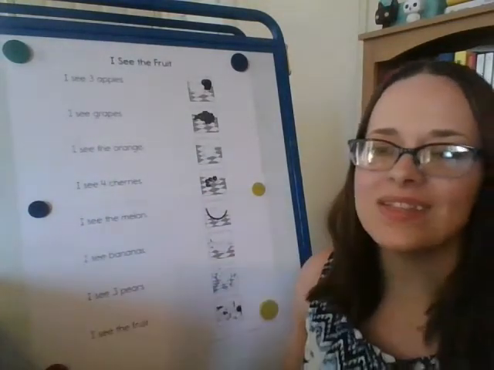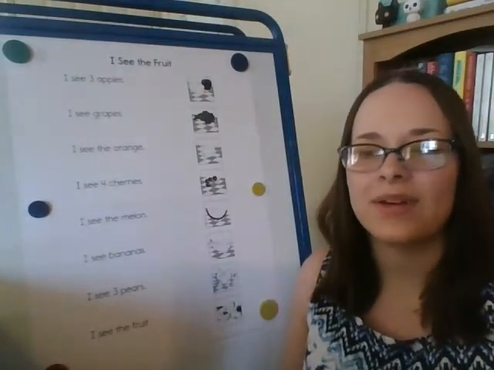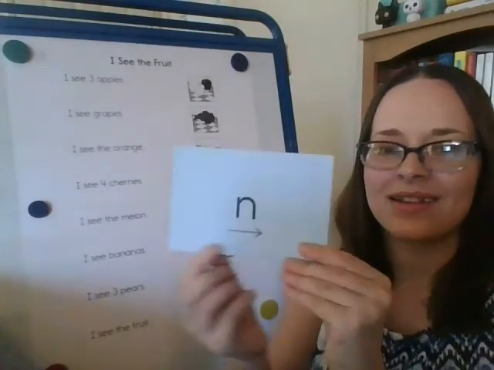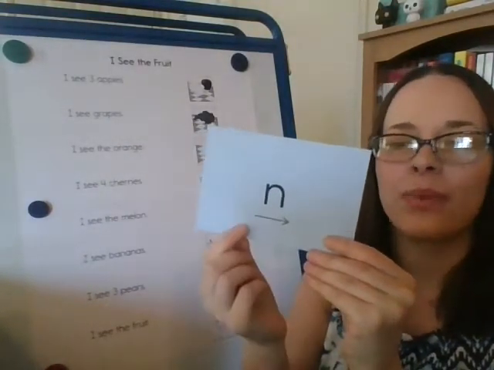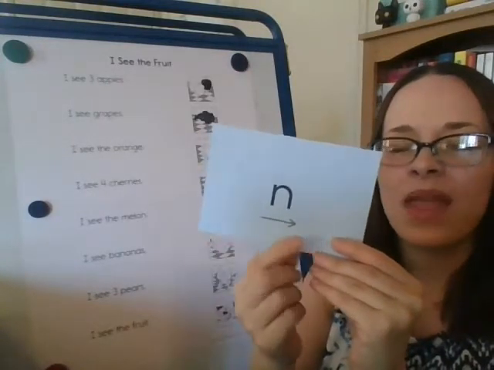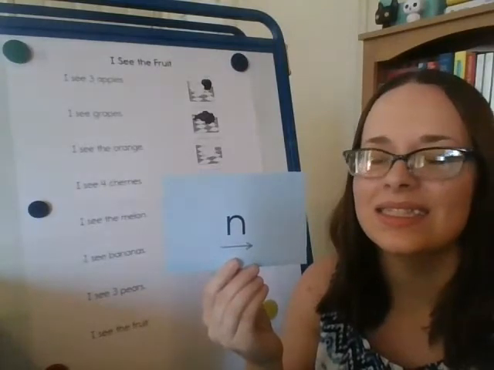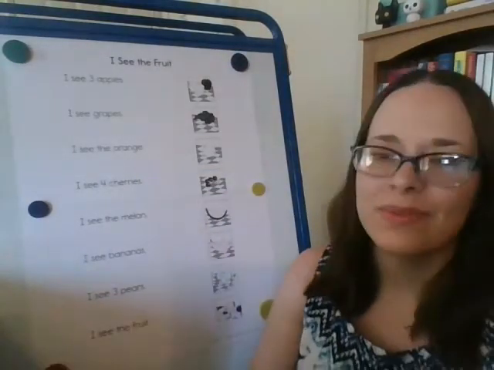Just for review, this is our new letter. I'm going to ask what sound, and I want you to make it 3 times, just like we did for the letter S. Let's get started. What sound? What sound? What sound? Your student should have said n, n, n. Let's move on to our sight words.